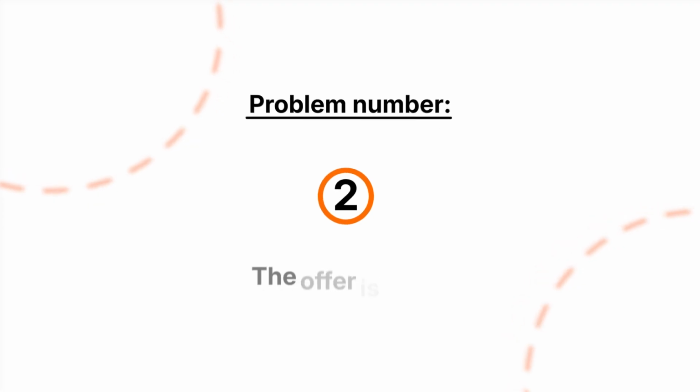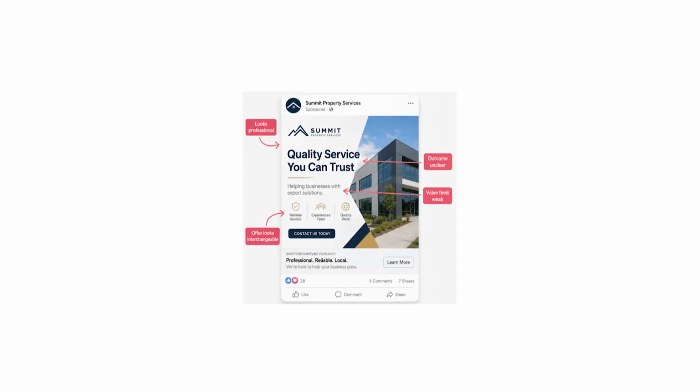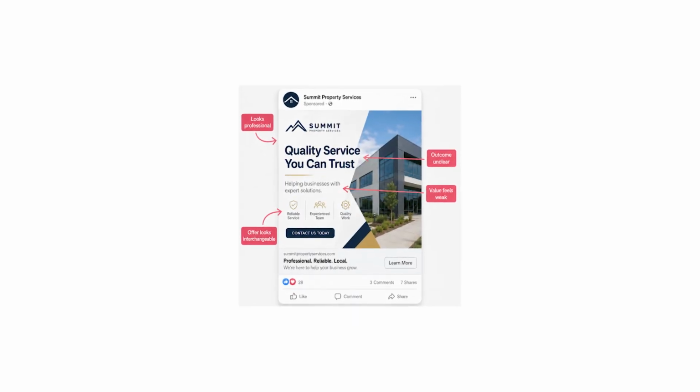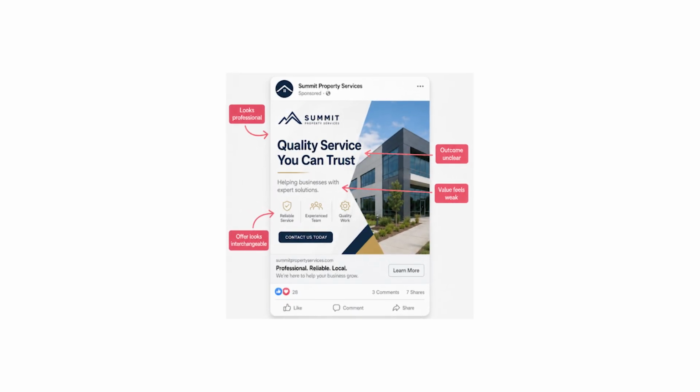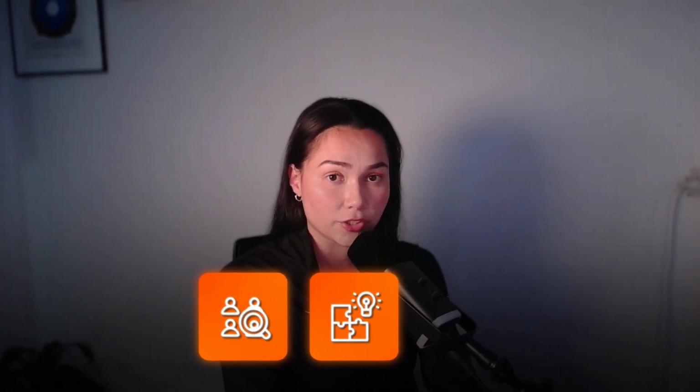The second place I'd look at is the offer. You can have strong targeting, good campaign structure, an ad that looks really professional, but if the outcome for the customer is unclear, the value feels really weak, or the offer looks interchangeable with every other competitor, the campaign is going to struggle. A weak offer often gets misdiagnosed as an advertising or campaign setting problem. So the advertiser jumps in and changes the audience targeting, the creative, the bid strategy, while the market is still being shown a really weak proposition.